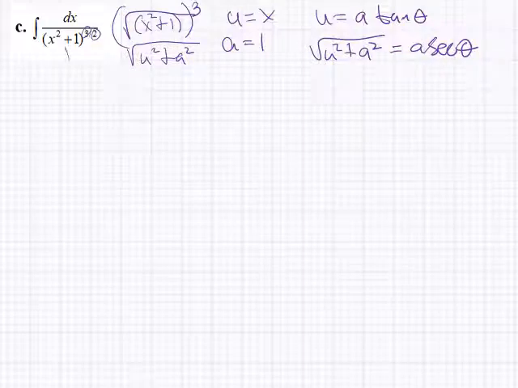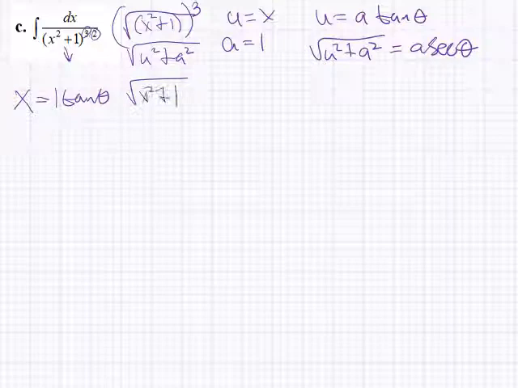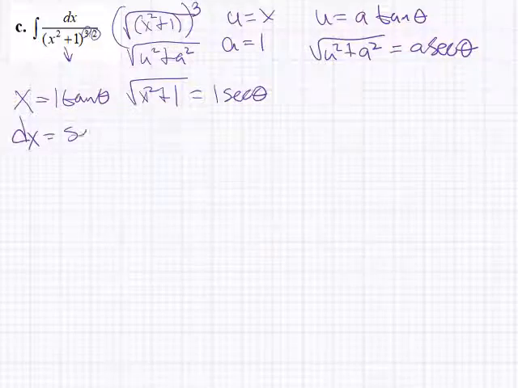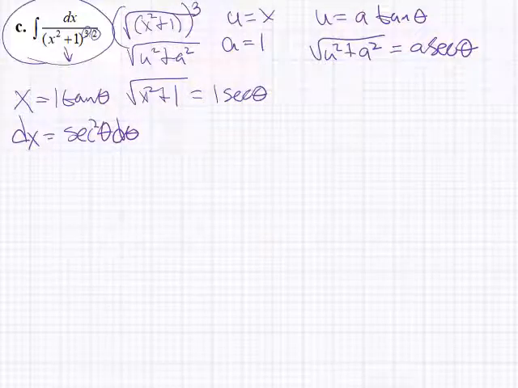But as it relates to this problem, u, which is x, is going to have to equal 1 tan theta, so that the square root of x squared plus 1 can equal 1 secant theta. And then we need a dx, which will just be secant squared theta d theta again. So same substitution, so it all looks fairly similar at this point. Here's where it's a little different because this is a different integral. So we're going to plug everything in.